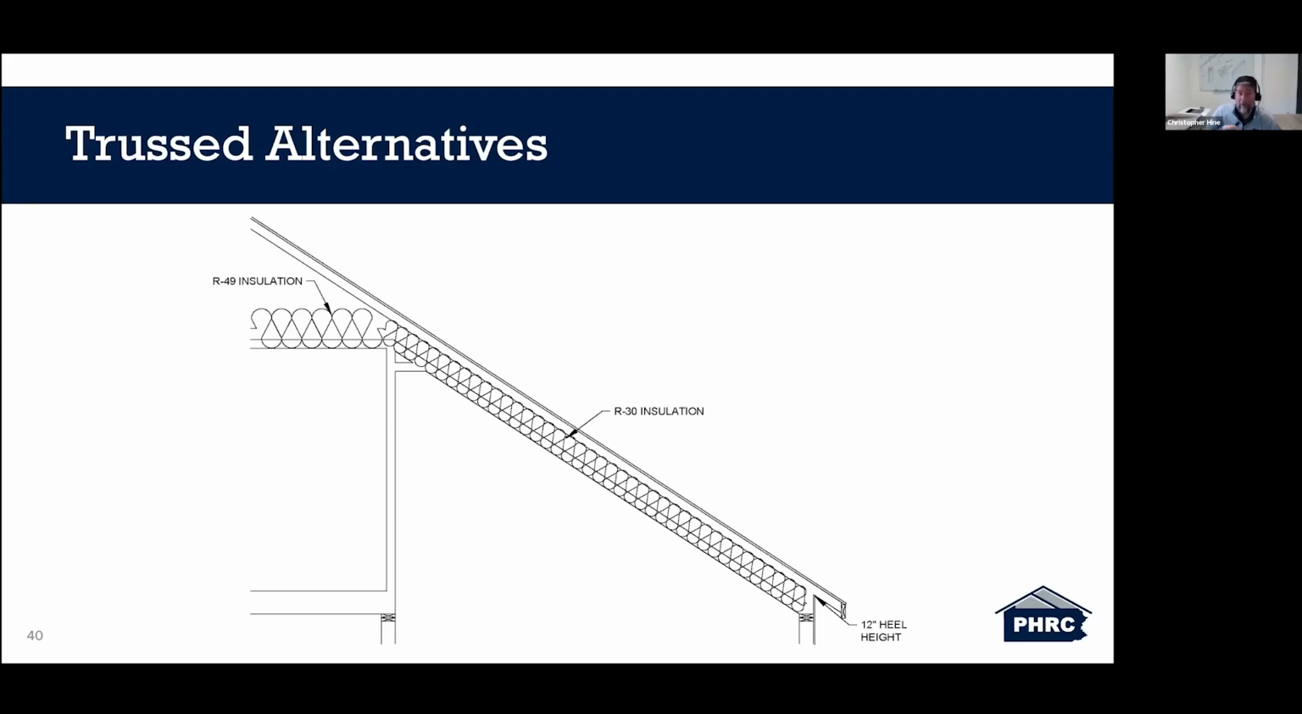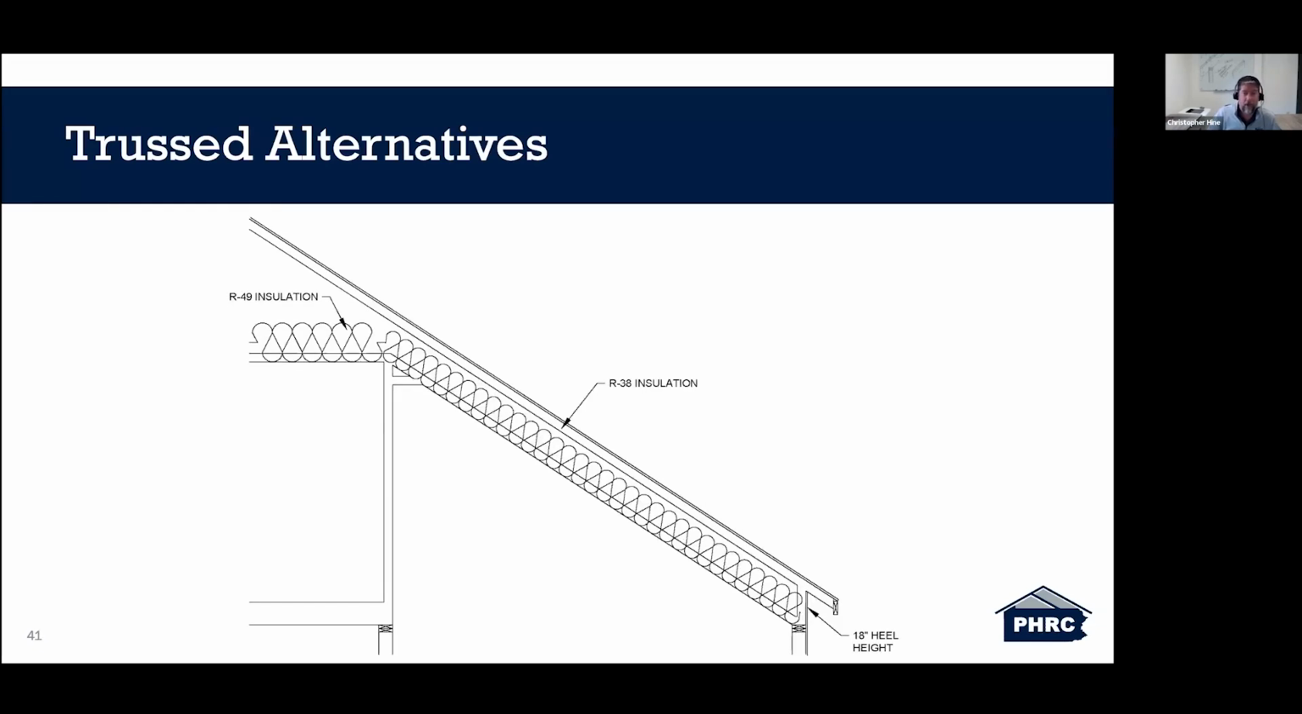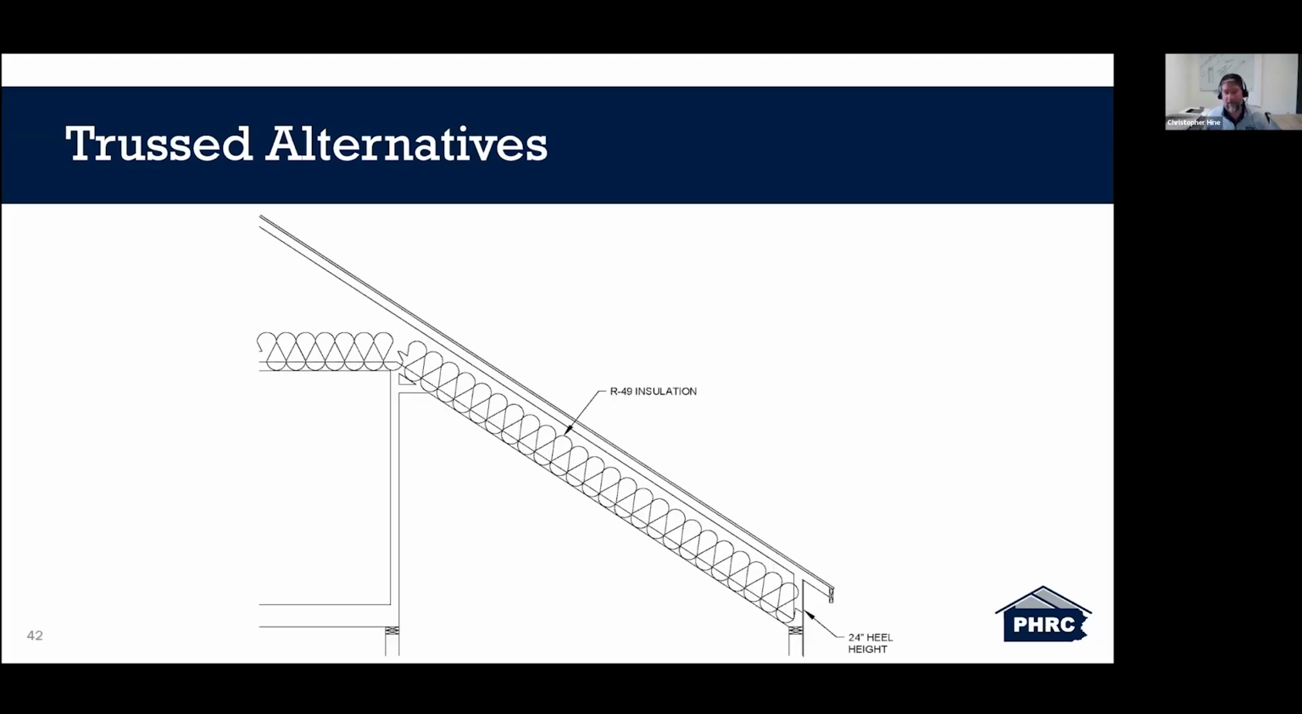So in following with the provisions of the IRC, you could, in essence, do a 12-inch heel and install R30 in the ceilings without attic space up through, but you're not limited to that, right? If they're going to trust this, you could go with an 18-inch heel and install R38 insulation in that attic ceiling without attic space. But you don't have to stop there either. You jump to a 24-inch heel, and you can get full depth R49 insulation over this entire area.